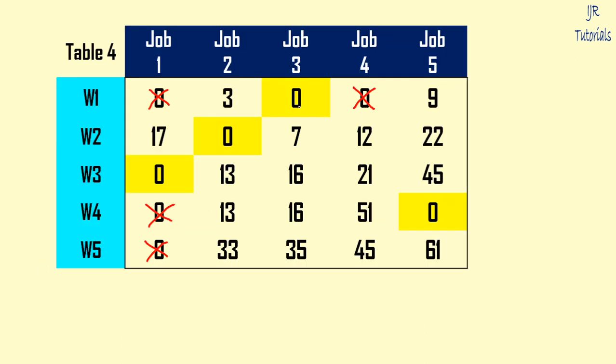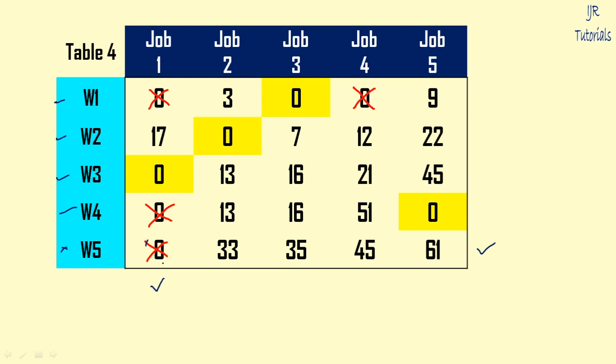This is table 4 and this is the assignment. See and check what is the unassigned row. W1 is already assigned, W2 already assigned, W3 already assigned, W4 already assigned, but W5 is not assigned. So that's the reason we can put a tick mark here like this. This is the unassigned row. Is there any zero in that? Yes, 0 is there. We can put a tick mark here.